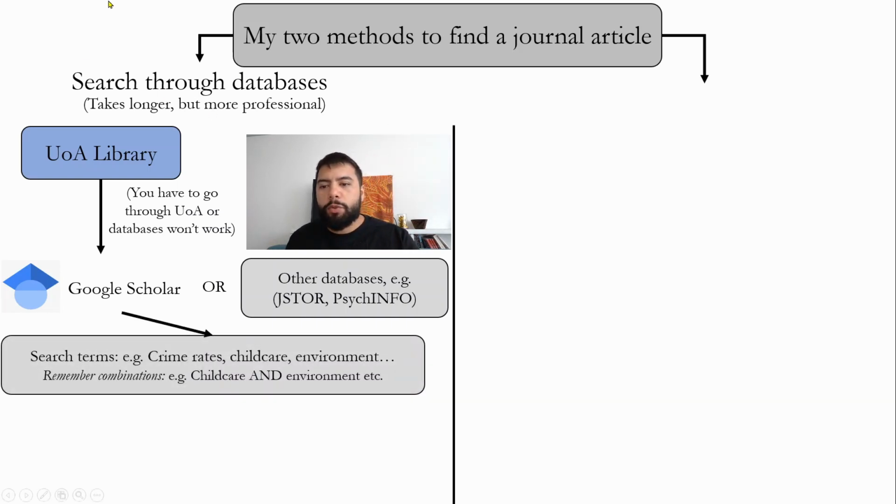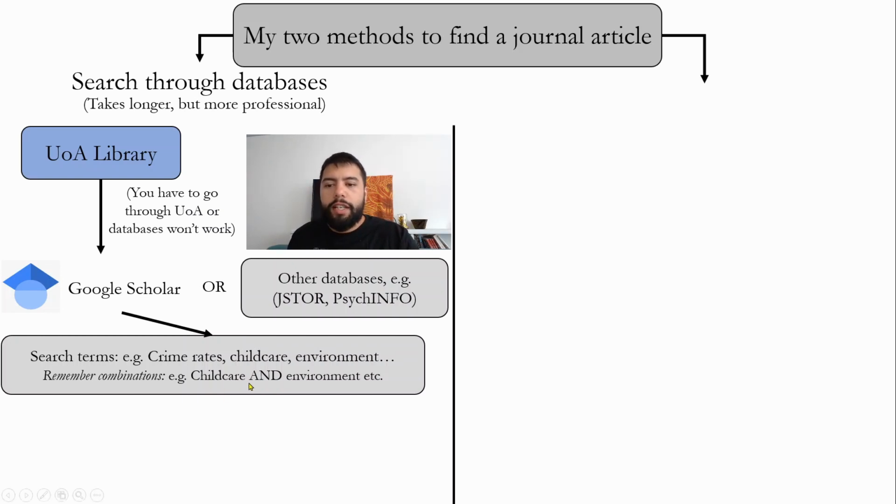Anyway, once you go to Google Scholar, you need to use some search terms. This is just like using Google, except you want to be a bit more specific about the terms you're using. So, you might use crime rates, childcare environment. You need to know about the language that's used in your field. Like childcare, or if you're doing something in law, something like adjudication. So you do need to know the jargon a bit, the specialist terms.